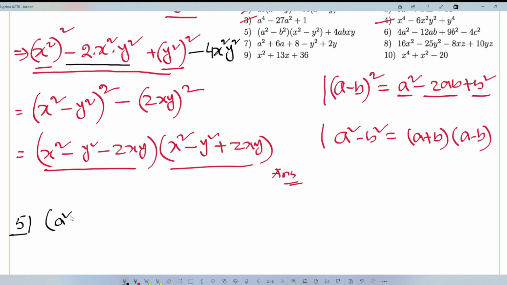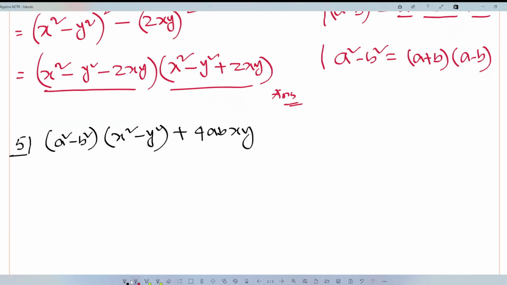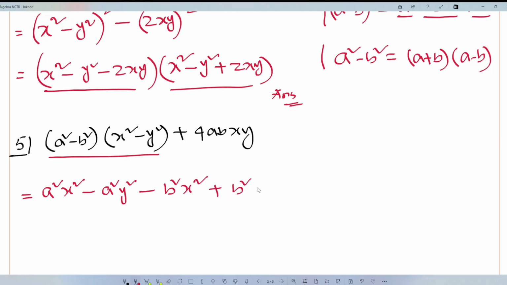5, a square minus b square times x square minus y square plus 4abxy. So first we multiply a square minus b square and x square minus y square. So we can write a square x square minus a square y square, then minus b square x square plus b square y square. Okay, so we multiply each other.